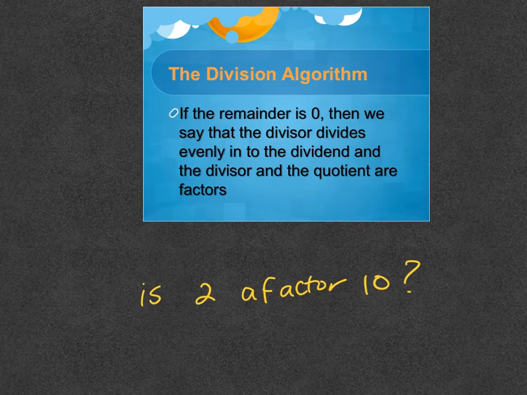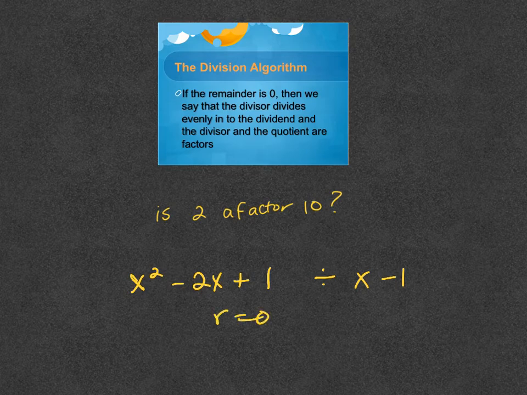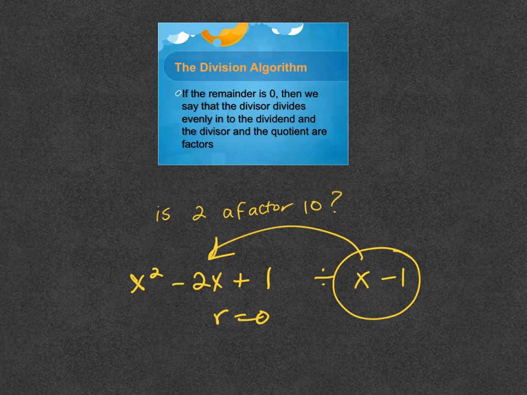So if I divide x squared minus 2x plus 1 by x minus 1, and it goes in evenly, meaning that there's no remainder, or the remainder is 0, then I know x minus 1 is a factor of x squared minus 2x plus 1. Does that make sense? So that's what all those words mean. If you can take something and divide it into it with a remainder of 0, that means it goes in evenly, and if it goes in evenly, then whatever I divided by is a factor of the original polynomial.